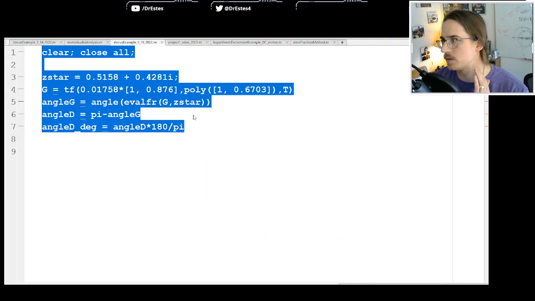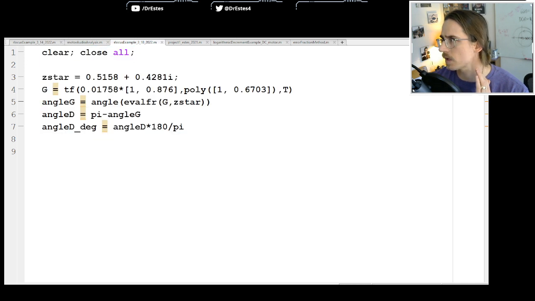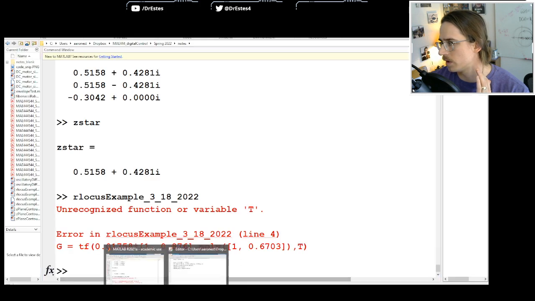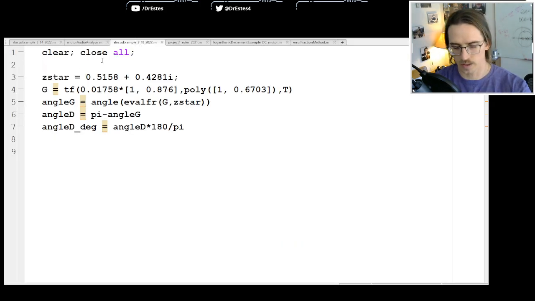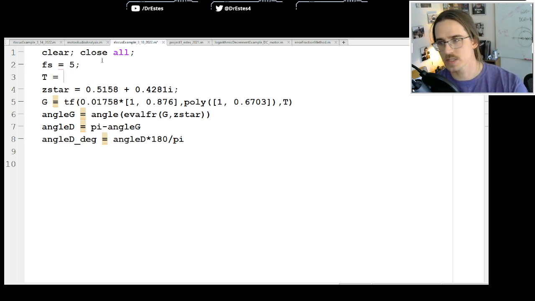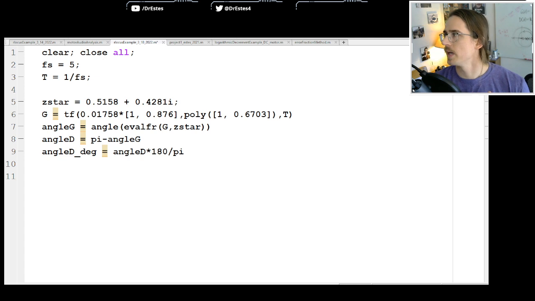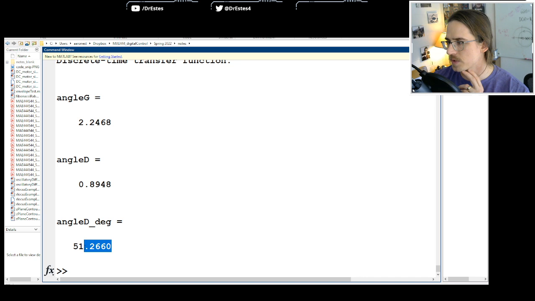This is a code we started last time. Maybe we'll just run it really quick. Oh, what did I do? I cut out too much. So fs was... We just have to plug this in real quick. It was 5. That's the sampling frequency. The period is 1 divided by the sampling frequency. Okay, so the angle of D was 51 degrees.